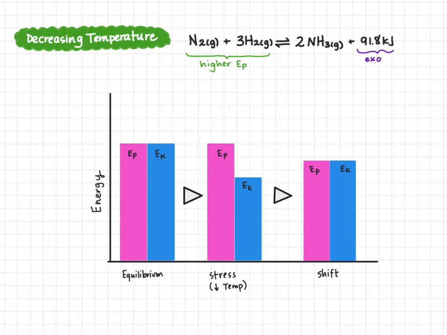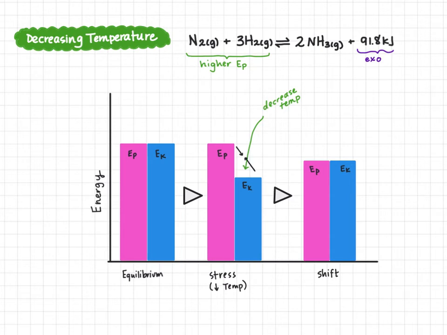This time, if we decrease temperature, we're going to be removing kinetic energy. What's going to happen then is our potential energy is going to be the same, but we have less kinetic energy now, and so the two are not equal. So the way to rectify this is to transfer some of our potential energy into kinetic and to kind of meet halfway.